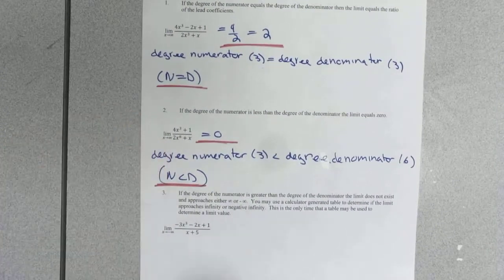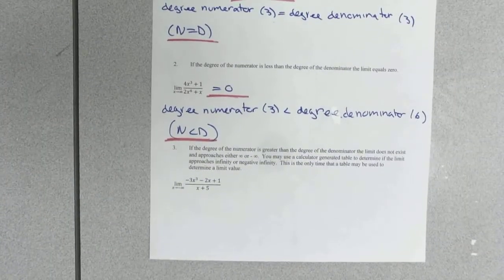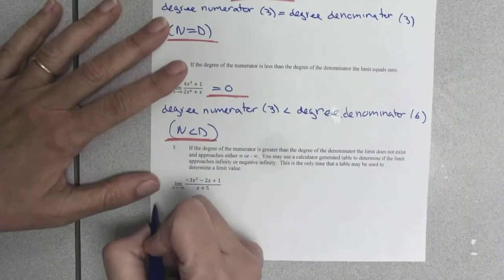And then the third one, if the degree of the numerator is greater than the degree of the denominator, the limit doesn't exist and approaches either infinity or negative infinity. You may use a calculator-generated table to determine if the limit approaches infinity or negative infinity. This is the only time a table may be used to determine a limit value. You can use tables to verify your answers, but not to find them. Here's the only time you can use it to find an answer.